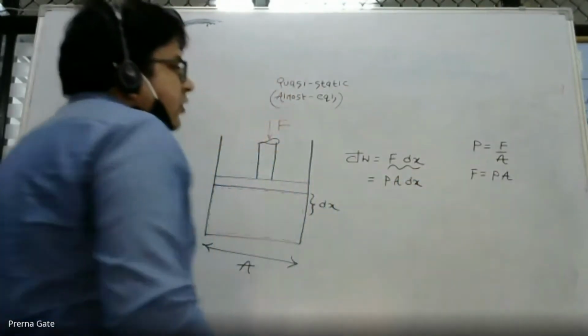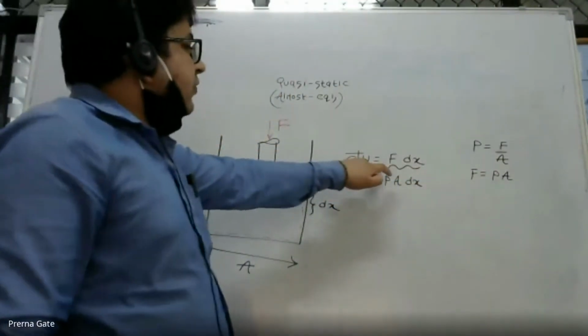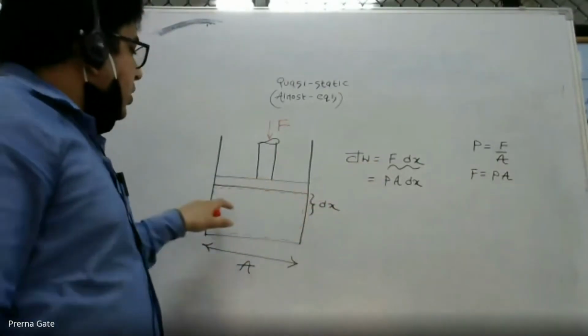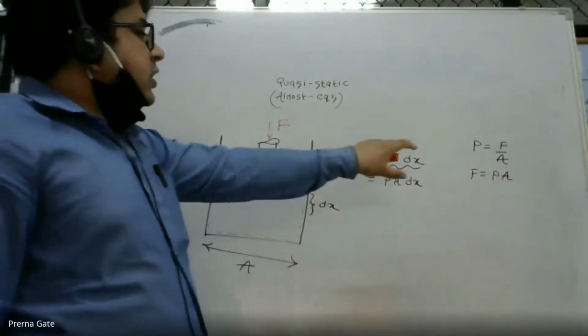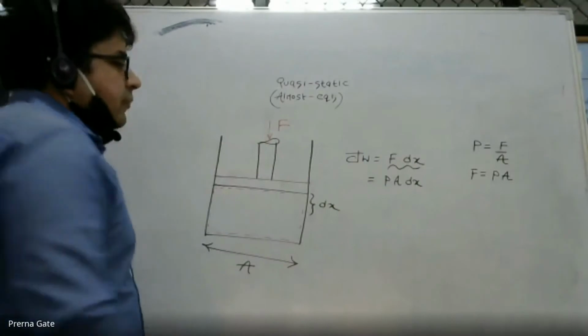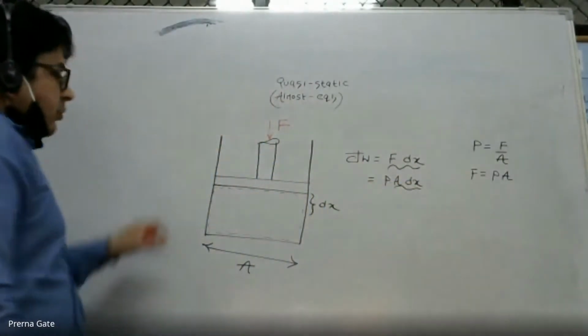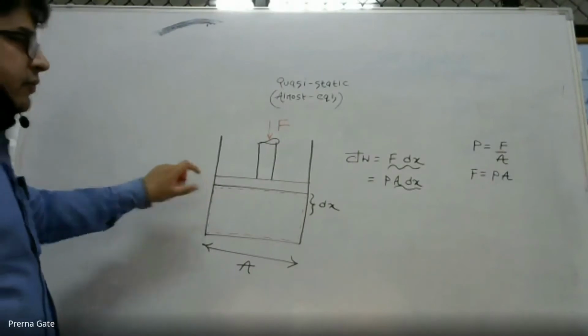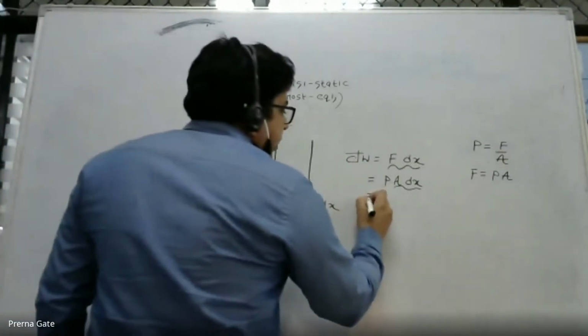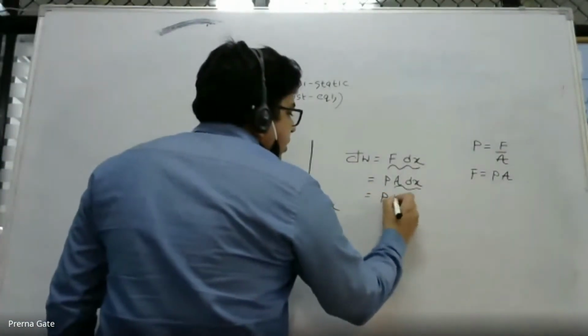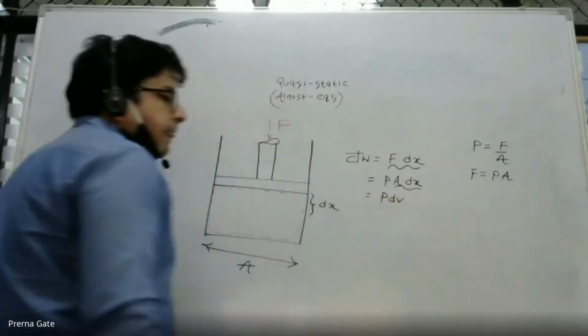So why have I converted this force? Because it is very difficult to measure force here, but pressure can be measured very easily by using a pressure gauge. Okay, now A times dx is nothing but the volume of this element. Okay, so it can be written as p times dv.